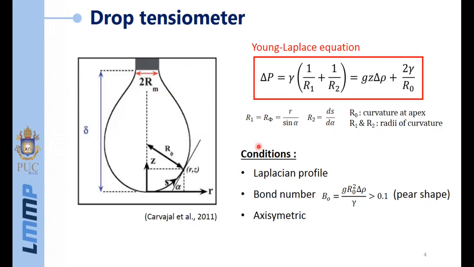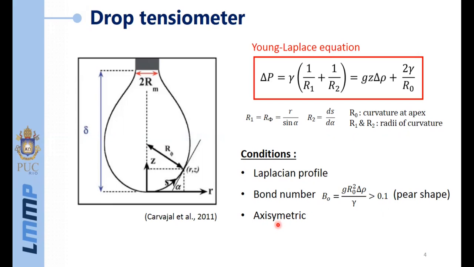But some conditions need to be respected for correct evaluation of interfacial tension. Firstly, the profile of the drop needs to be purely Laplacian. Secondly, the drop shape needs to be pear-like. This can be checked with the Bond number, which gives information about the shape of the drop as a function of the volume and the interfacial tension. Usually, this number needs to be higher than 0.1 to avoid any measurement artifacts. And finally, the drop must be axisymmetric for the outline evaluation.